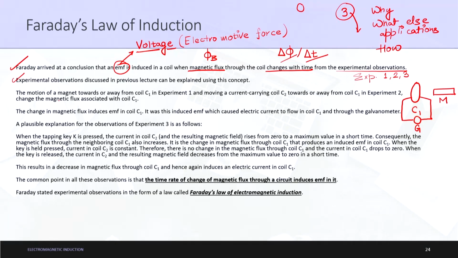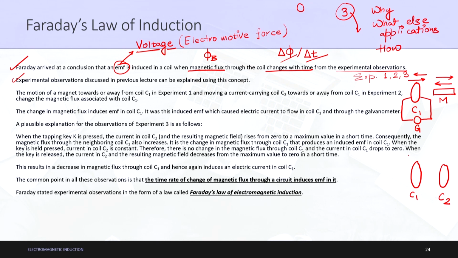So the motion of a magnet towards or away from coil C1 in experiment 1, and moving a current carrying coil C2 towards or away from coil C1 in experiment 2. So what was experiment 2 telling us? That there is a coil C1, there was a coil C2. Here the movement was either of the magnet towards the coil or away from the coil, or the magnet being stationary and the coil going towards the magnet or away from the magnet. So these were the 4 types of cases in experiment 1.